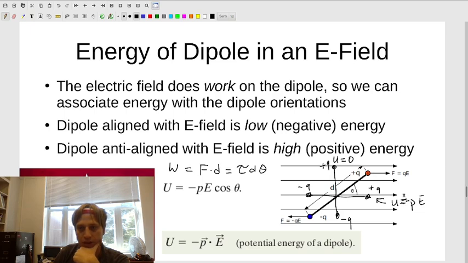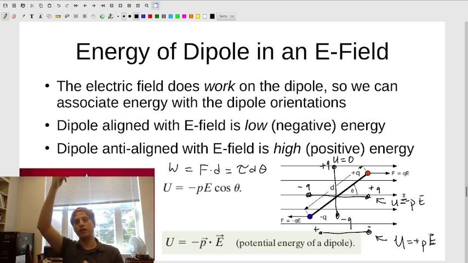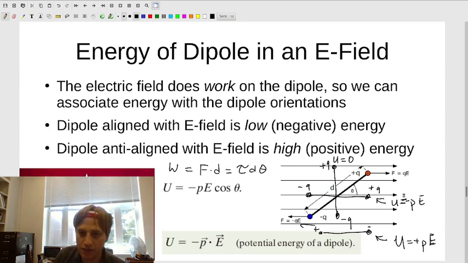So that's the lowest energy. And then anti-aligned with the field, so that's where I have plus over here and minus over here, that's where I have my biggest energy. U equals plus PE. And the idea there is that this is just like a ball that's at the top of a hill. It can have its potential energy transformed into kinetic energy. That's the same case here. This has potential energy, and it can get transformed into kinetic energy when this gets spun around.